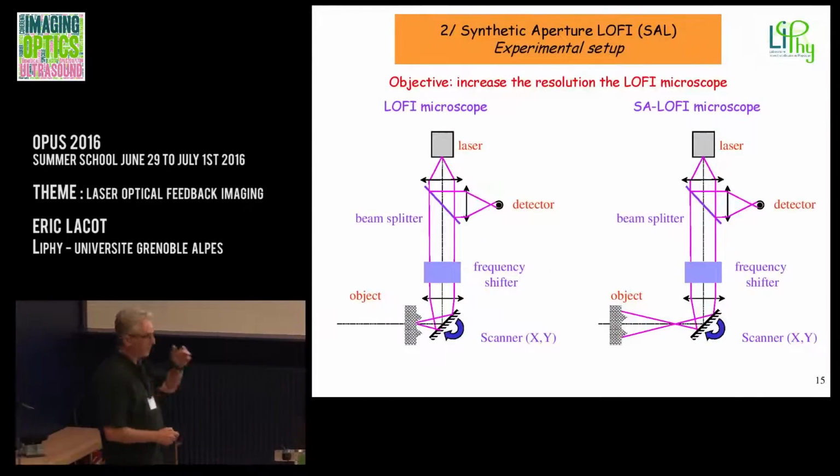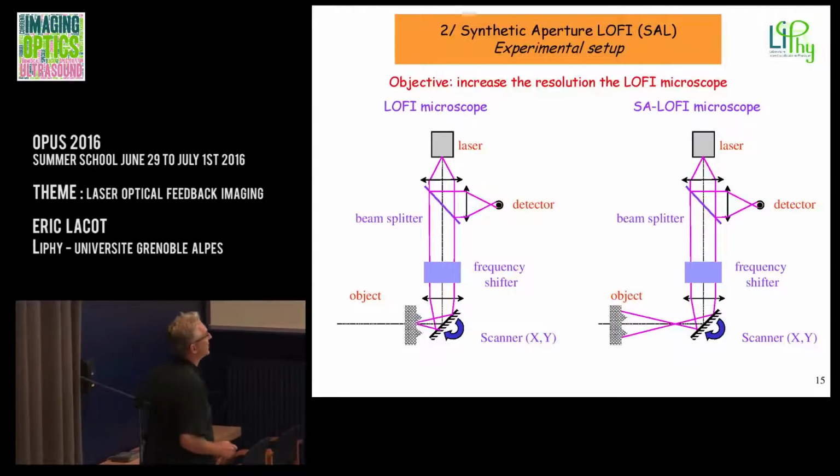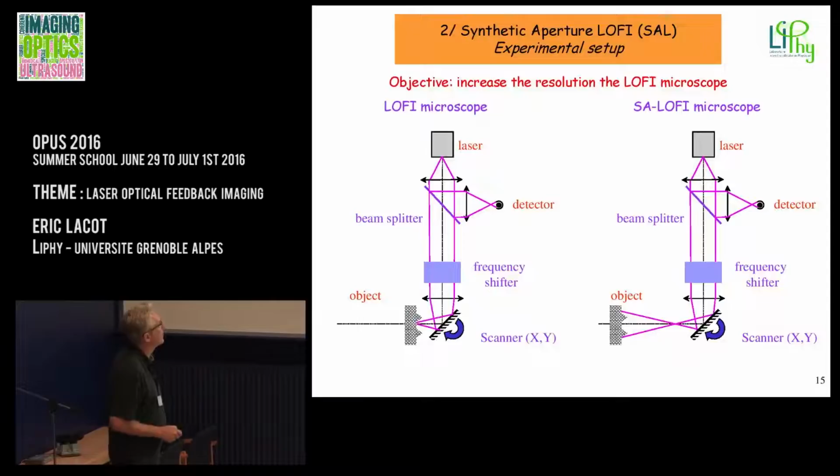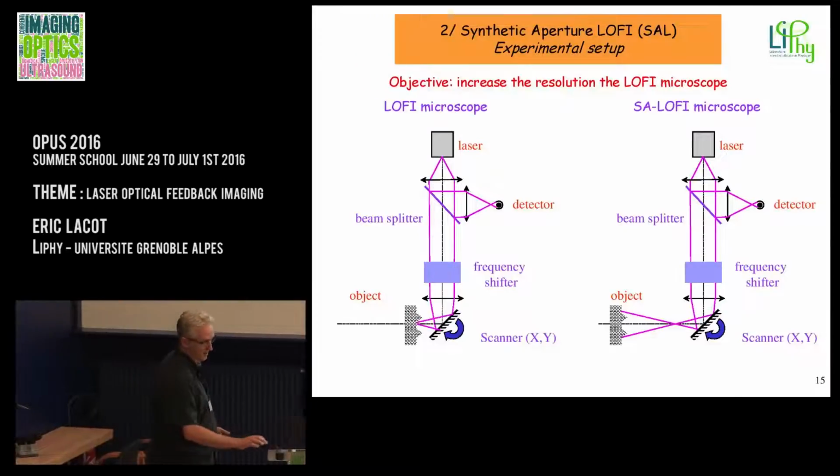So now, I would like to explain how it is possible with our low-field microscope to extract the synthetic aperture image. So again, the low-field microscope, here the laser, the frequency shifter, and in this setup, the resolution of the image is given by the size of the focal spot on the target, on the object. And the image is obtained point by point by the scanning of the laser beam on the target.